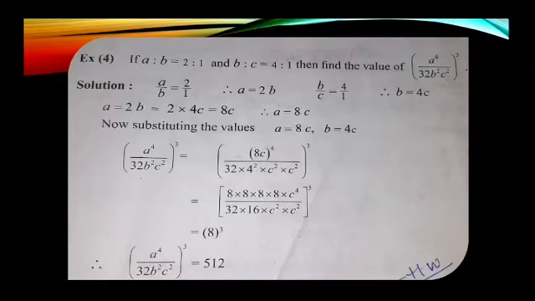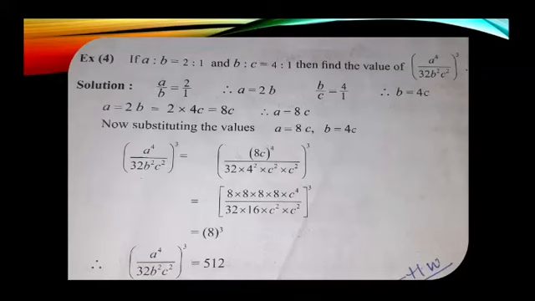Now, this value we will be substituting in (a raised to 4 upon 32 b square c square) the whole cube. We get (8c raised to 4 upon 32 into 4 square into c square) the whole cube. By solving it, we get 8 into 8 into 8 into 8 into c square upon 32 into 16 into c square, the whole cube. When we solve, the things get cancelled.